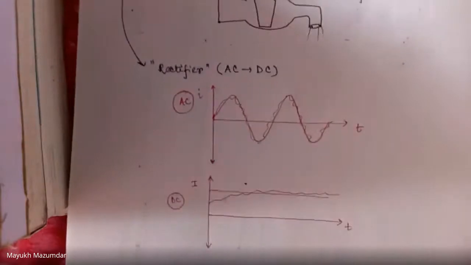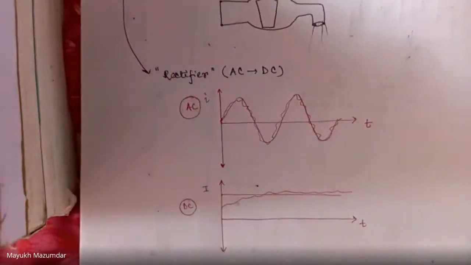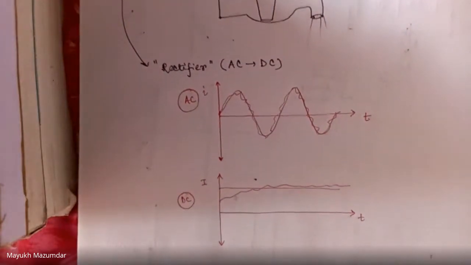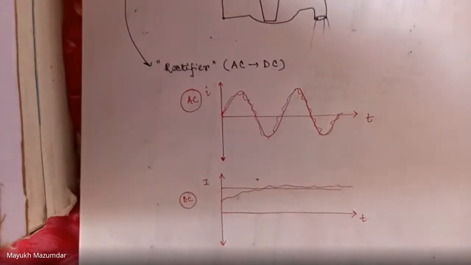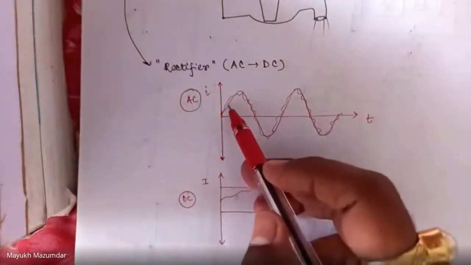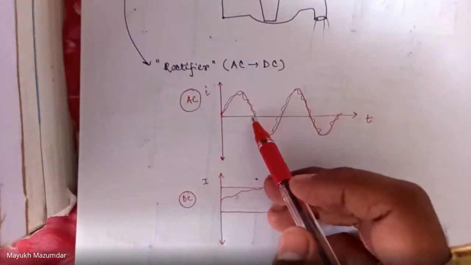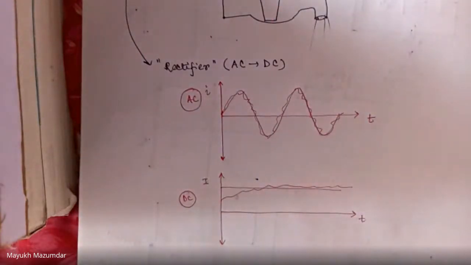So this continuous change in direction damages many electronic and electrical appliances. So what we can do, if we can somehow apply this PN junction property as a valve, we can get current in only one direction. That is what we call rectification. That is what we mean by a rectifier.